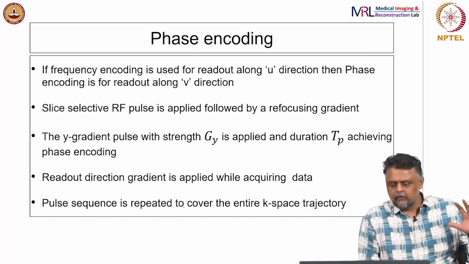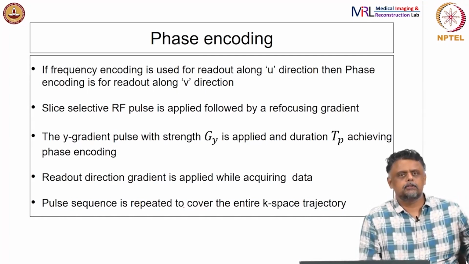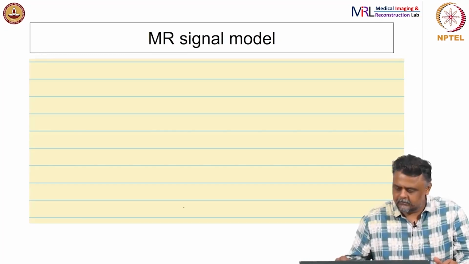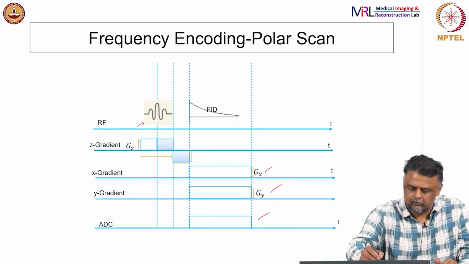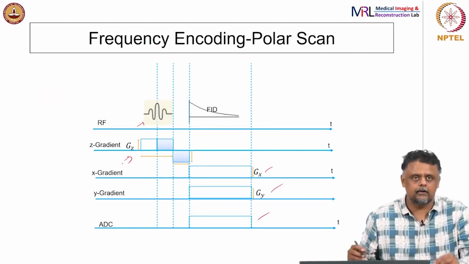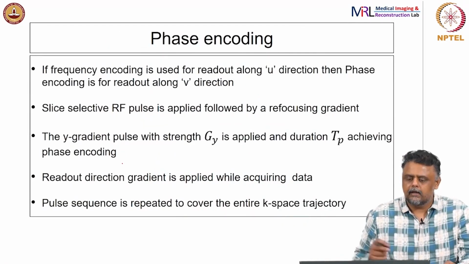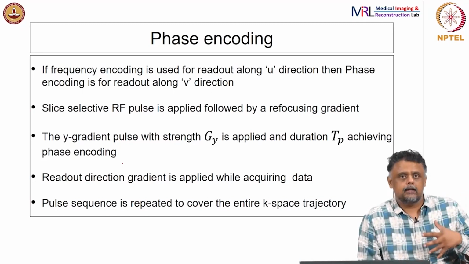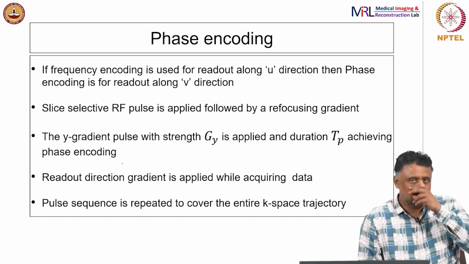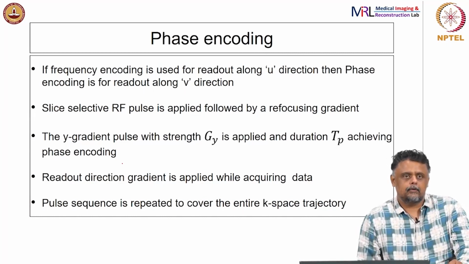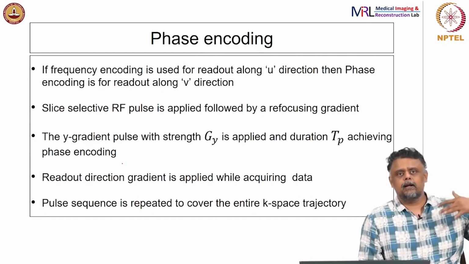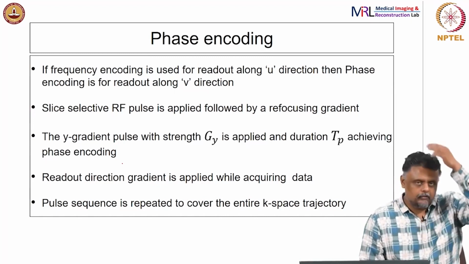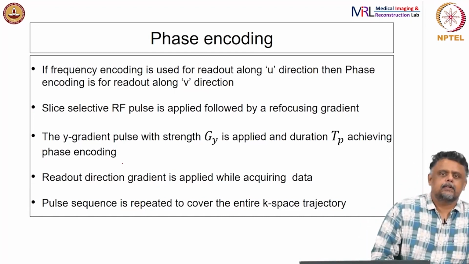Okay. So, the way it works is we do a slice selective RF pulse followed by a refocusing gradient. We saw that, the usual, and this is the one we are talking about, right. This is the RF pulse and slice selection gradient. This is usually standard, you will see this everywhere. Okay. And then you apply the y gradient with strength Gy for a certain duration, achieving phase encoding, right. Readout direction is then applied while acquiring data. Okay. Then the pulse sequence is again repeated with different strengths to cover the entire K space trajectory.